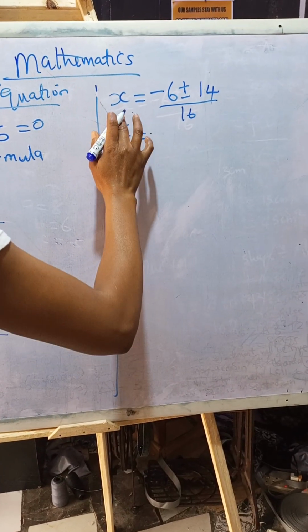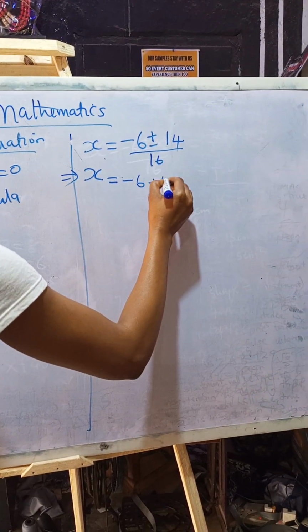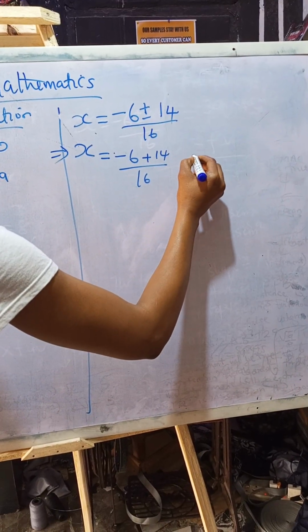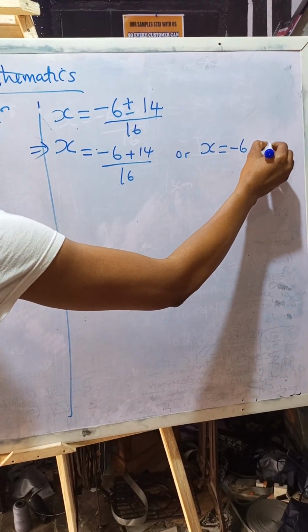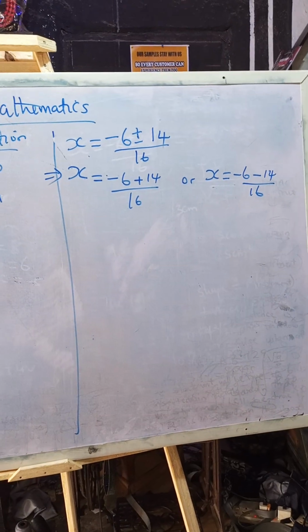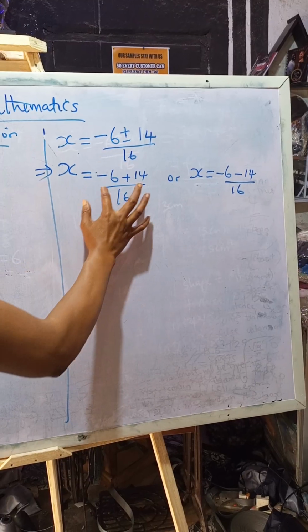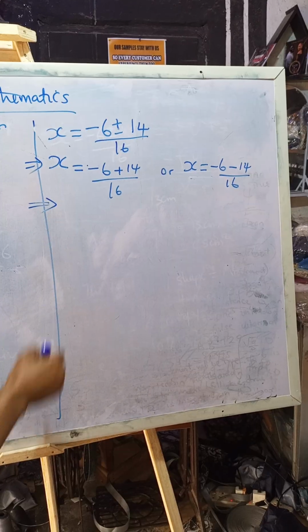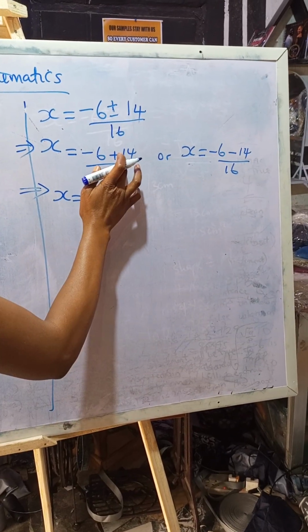Okay, so at this point, this implies that x equal to minus 6 plus 14 over 16, or x equal to minus 6 minus 14 divided by 16. I hope you get it, because can you see plus or minus? So we have separated the two. These are the two possible solutions of x.